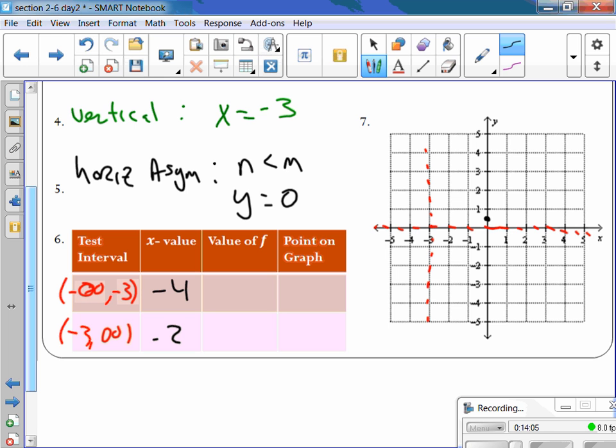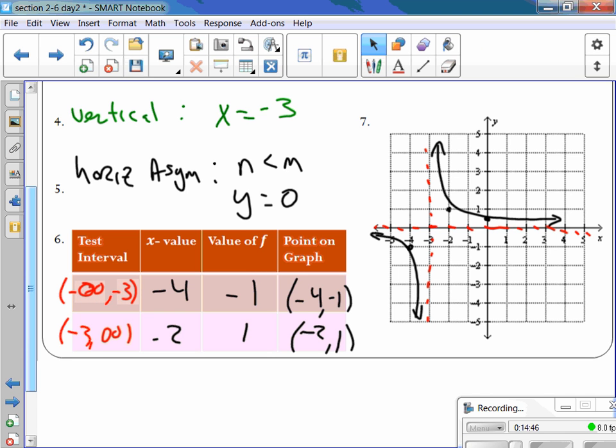So from here we get the values of f as -1 and 1. So we do have two more points now: (-4, -1) and (-2, 1). What's this going to look like? But again, you aren't sure with this piece here whether it's going to be down here or up here, so sometimes you do need to get those extra points.